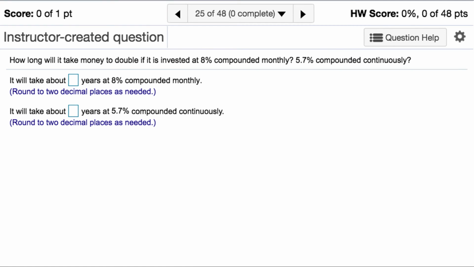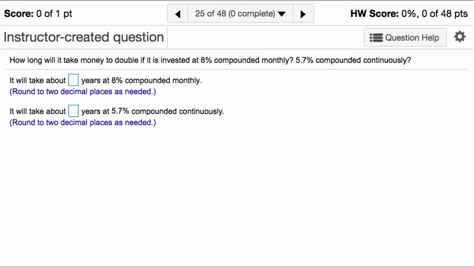All right, we want to find out how long it will take for money to double if it's invested at 8% compounded monthly and 5.7% compounded continuously. These we have to work in two different ways. Monthly, anytime we have interest compounded a finite number of times, we use the TVM Solver. And when we have interest compounded an infinite number of times, that's continuously, then we use our formula A equals Pe^(rt).